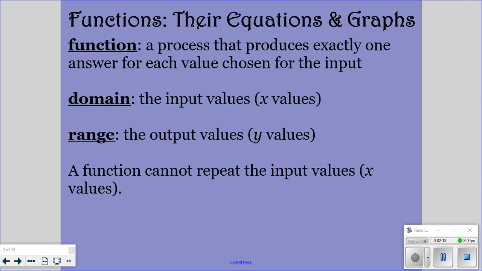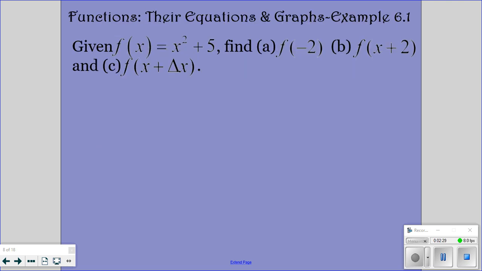A function cannot repeat the input values, your x values. Your domain cannot be repeated if it's going to be a function. So in a function, the domain doesn't get repeated. Your x values are not repeated.